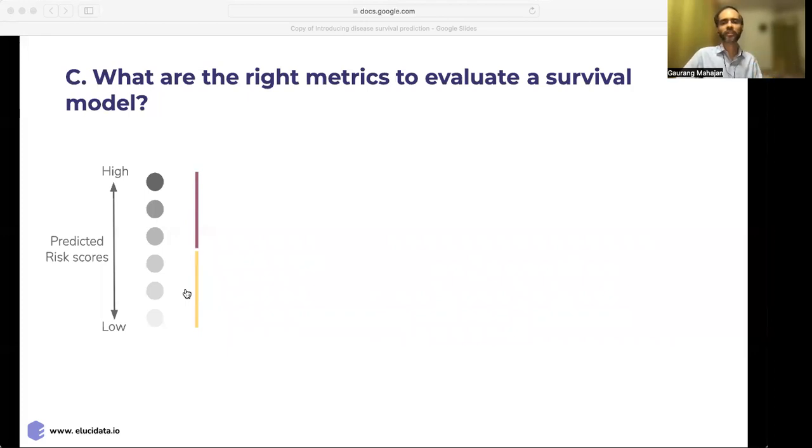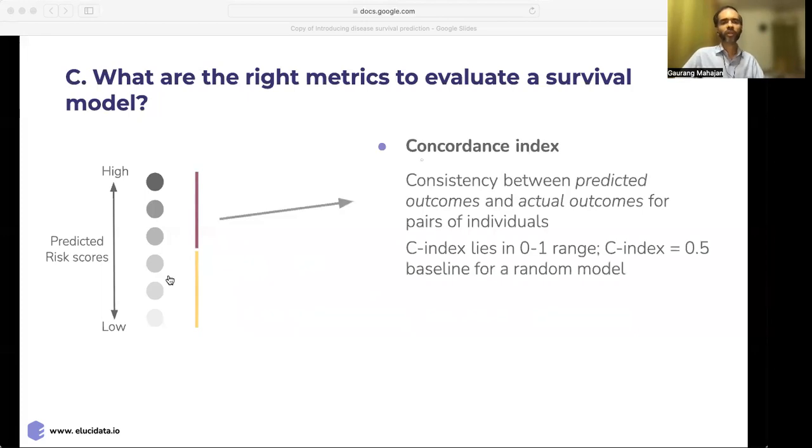From these sorted predictions, two metrics are often computed. One is called the Concordance Index. The C index is a number between 0 and 1, and it reflects the general level of agreement or consistency between the predictions and the ground truth event times for every pair of test cases. The better the agreement between predictions and ground truth, the closer the C index is to 1, and a C index of 0.5 corresponds to a null baseline.